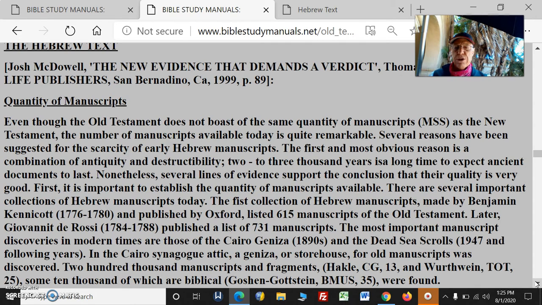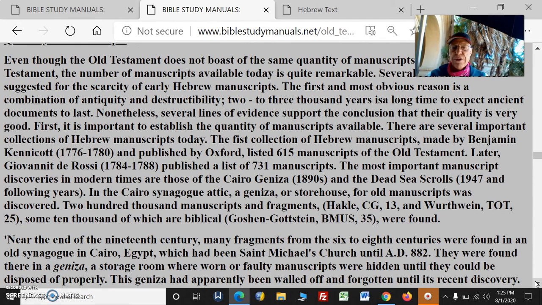The most important manuscript discoveries in modern times are those of the Cairo Geniza and the Dead Sea Scrolls in 1947 and following years. In a Cairo synagogue attic, a Geniza, or storehouse, for old manuscripts was discovered. 200,000 manuscripts and fragments, some 10,000 of which are biblical, were found.